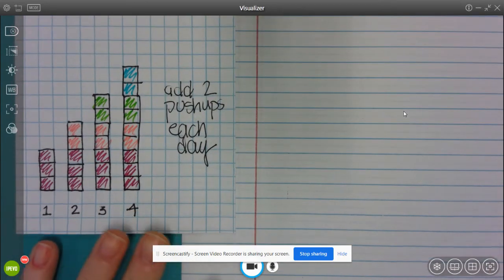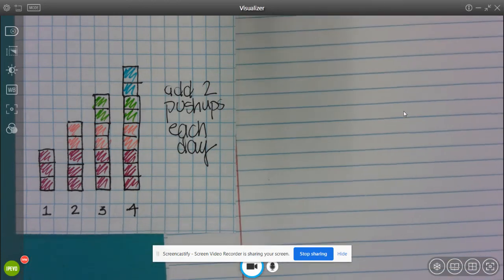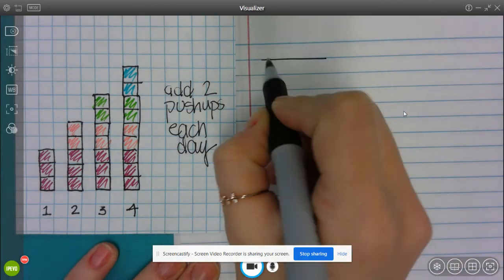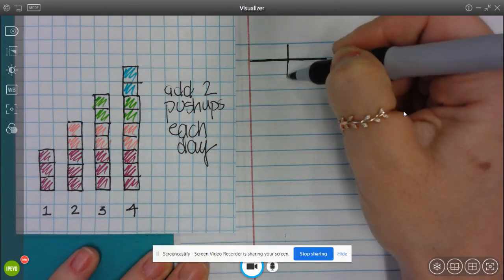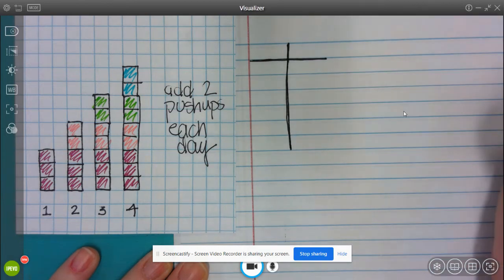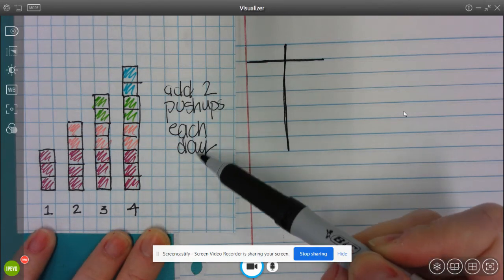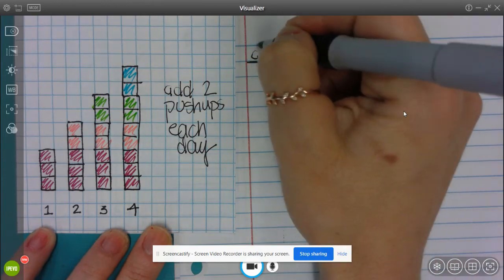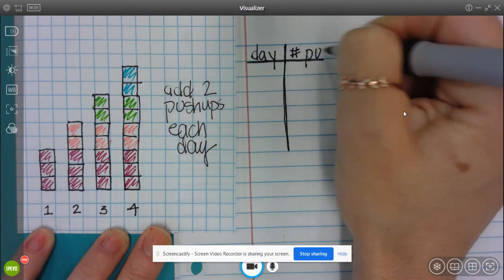So the first question I need to ask myself is, what is my independent variable or my input? So I need to think, are the number of push-ups changing based on the day, or is the day changing based on the number of push-ups? Well, we said I'm adding 2 push-ups each day. So that tells me that day is independent and the number of push-ups is dependent.